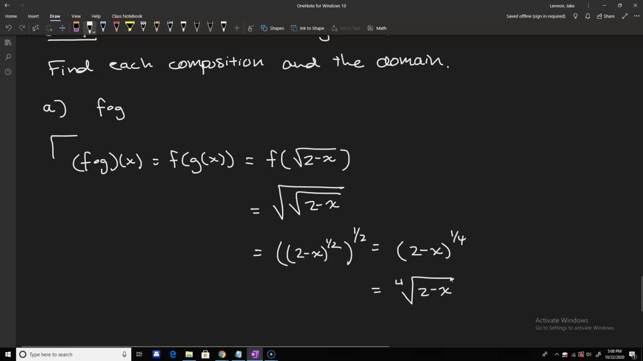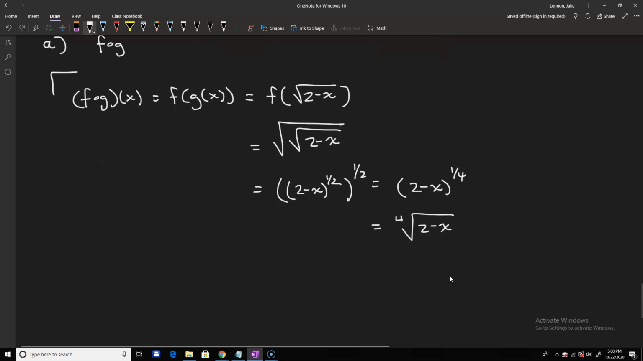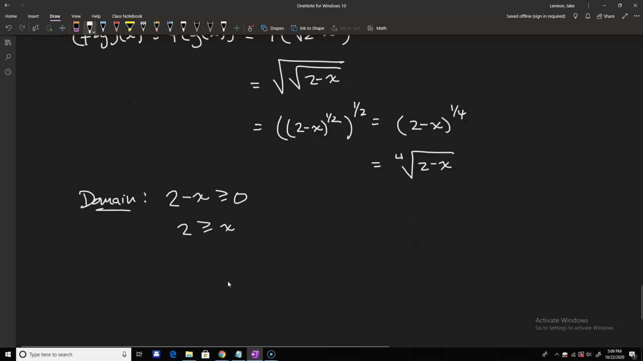Now, the domain here, we know that if we have a 4th root, we need 2 minus x to be greater than or equal to 0. So the domain here is found by just solving the inequality 2 minus x is greater than or equal to 0, which says 2 is greater than or equal to x. So that domain is just negative infinity all the way up to 2. So that's the domain we get for part A.